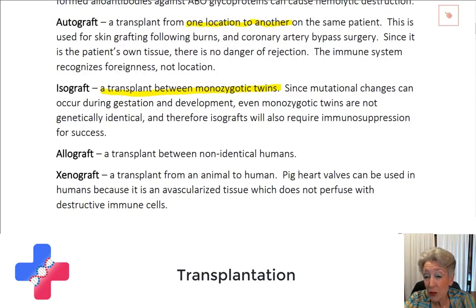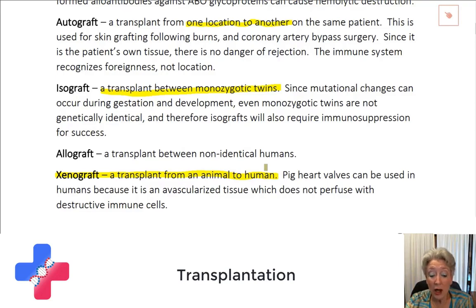An allograft, probably the most common of the techniques. This is transplantation between non-identical human beings, anything further apart than a monozygotic twin. And a xenograft, of course, the transplant between species. Now, as you can imagine, the further away you get from the human being, the more likely that there will be rejection that's quite speedy.